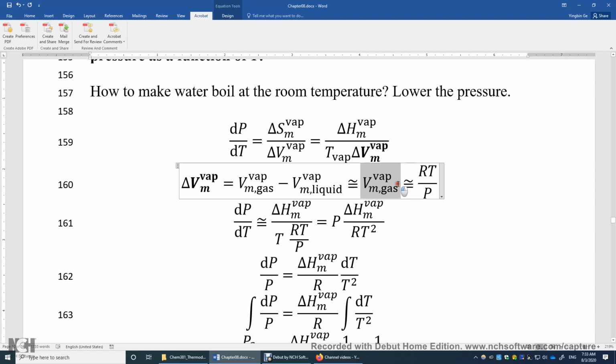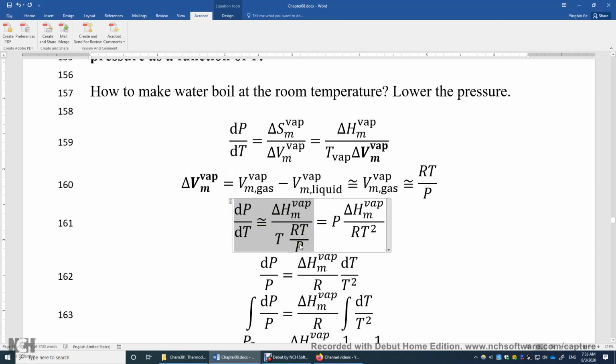This is simply V over n, and V over n is RT over P. We plug in RT over P in here, we get this equation. If you look at this equation, we're going to assume this enthalpy of vaporization is roughly a constant. And then we'll solve this differential equation.